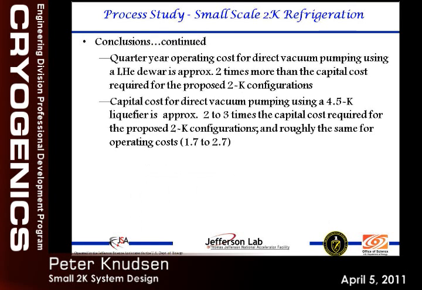This basically just summarizes what we've looked at. The operating costs for using a liquid helium dewar are 2 times more than the capital cost required for one of the proposed 2K configurations. And the capital cost for direct vacuum pumping versus using a 4K liquefier is 2 to 3 times the capital proposed for one of the 2K configurations, and roughly about the same in operating costs. That ratio is about the same. So if there's any doubt on what to do for a 2K system, I hope that gave a general direction.